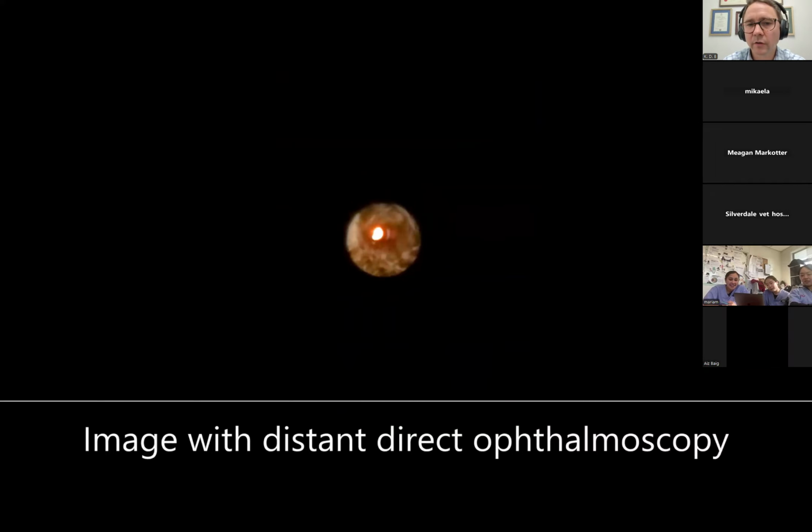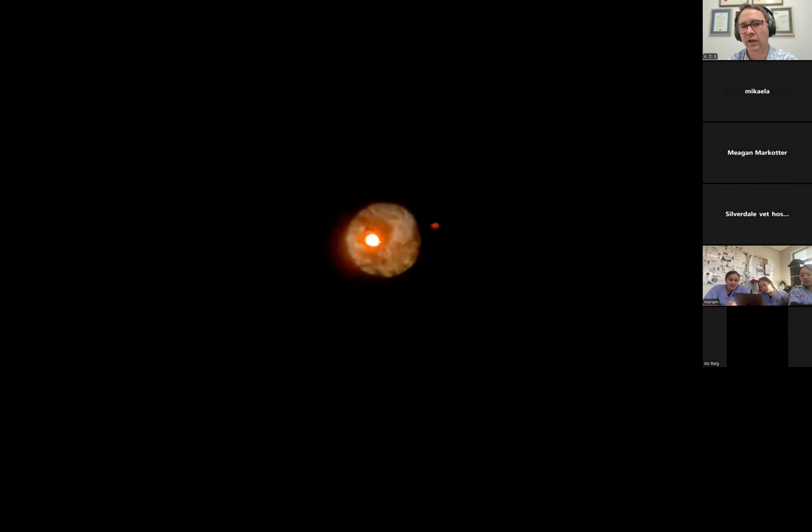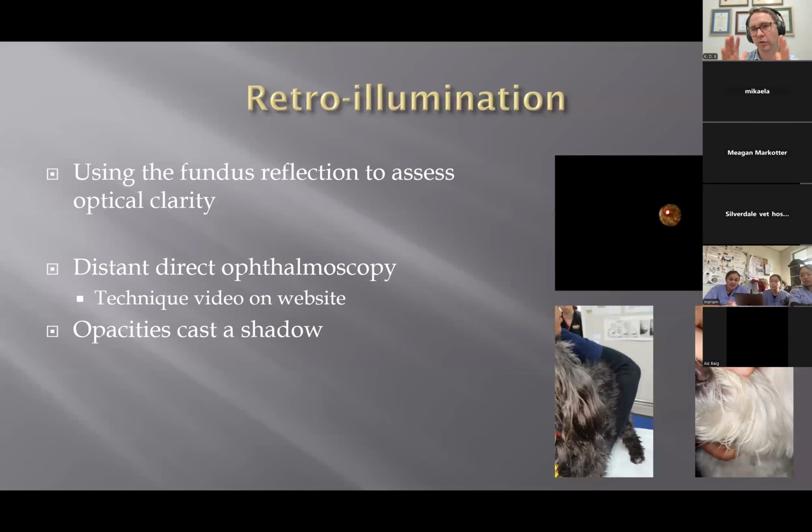So this is a normal dog. You can see there's a really brilliant reflection coming back through the ophthalmoscope through the pupils. It's also quite a useful way to look at pupil diameter because you get that reflection and you can see both pupil diameters at the same time. So it's quite useful for that.